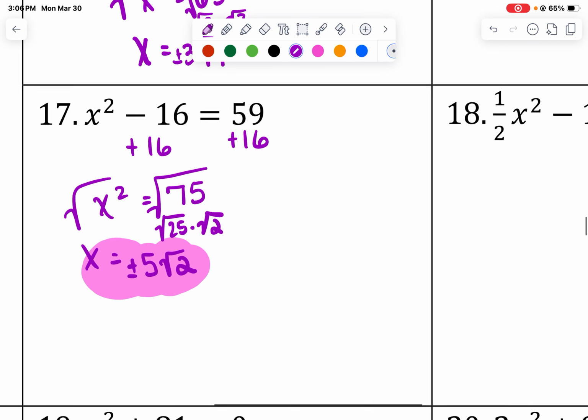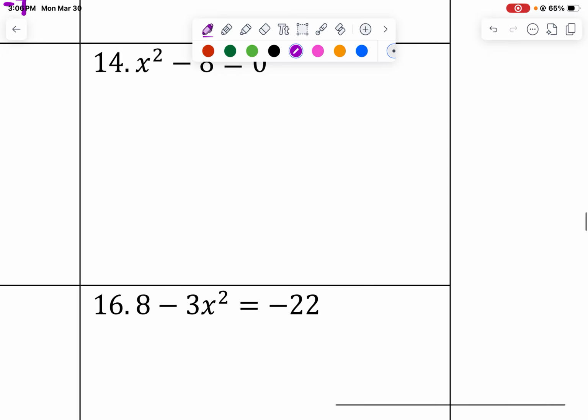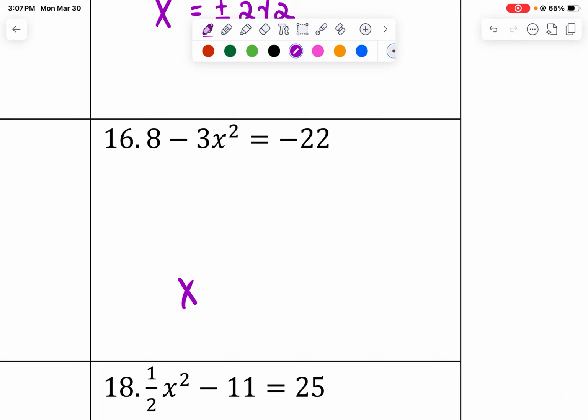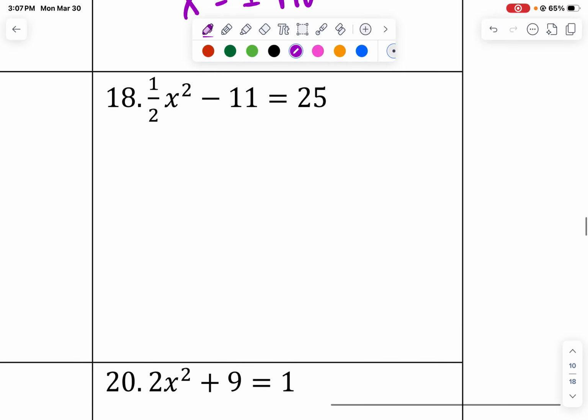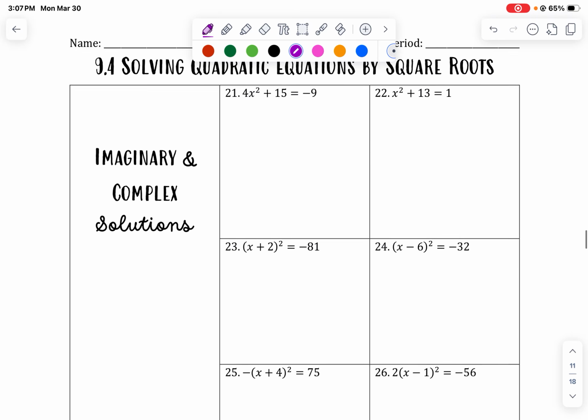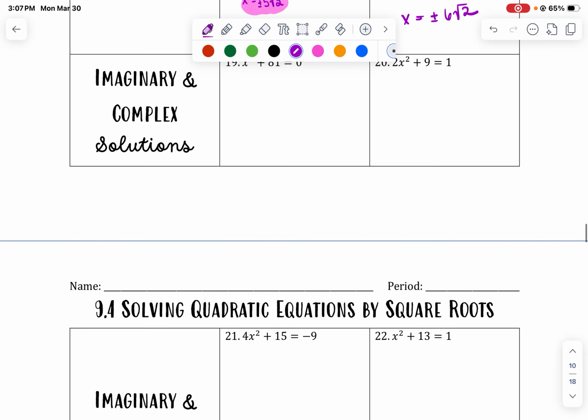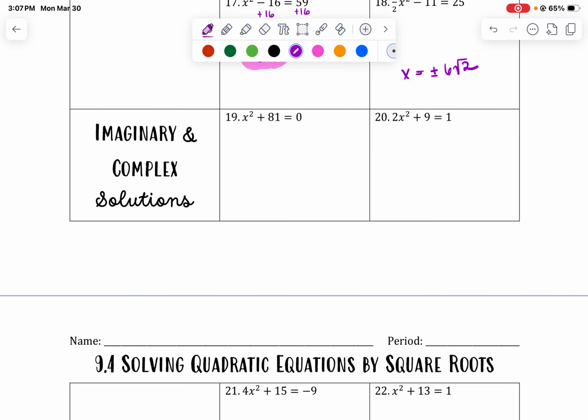So I'm going to give you the last of these answers here if you would like to work these. x is equal to positive negative 2i root 3. Number 24, x is equal to 6 plus or minus 4i root 2. 26, x is equal to 1 plus or minus 2i root 7. Number 28, x is equal to negative 3 plus or minus 8i root 2.